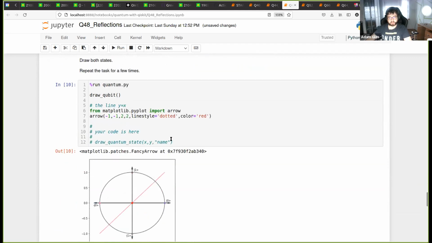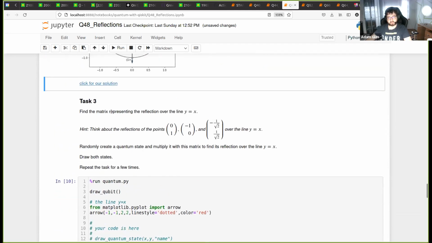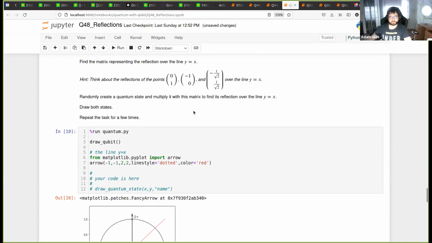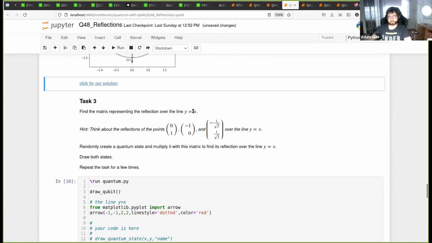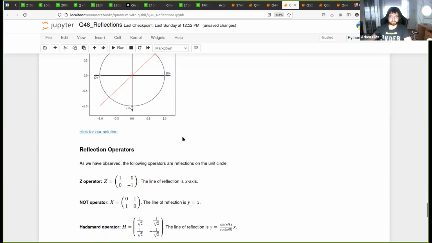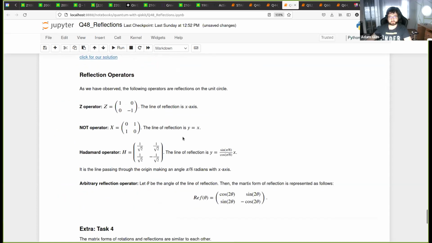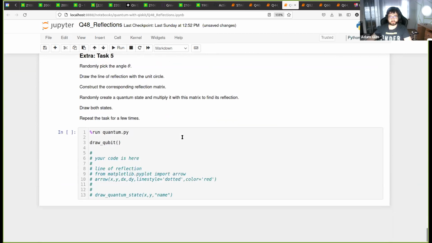And finally, a little bit harder task is to find a matrix which represents the reflection over y equals x. A hint for you, you already know this state. So it should be relatively easy for you to find this quantum gate which makes this reflection. Okay, actually, that's a spoiler.